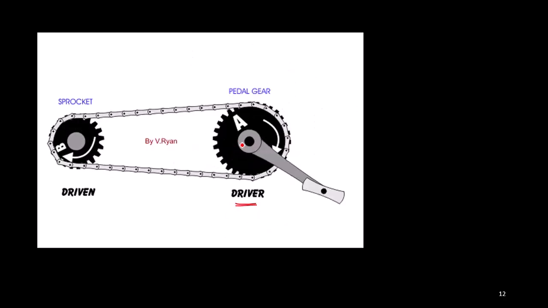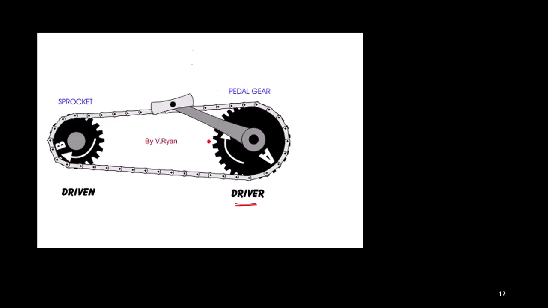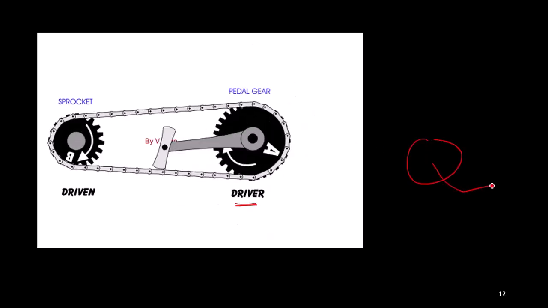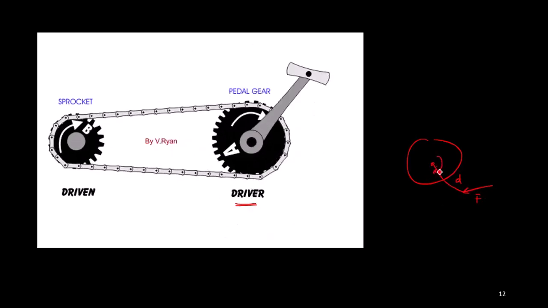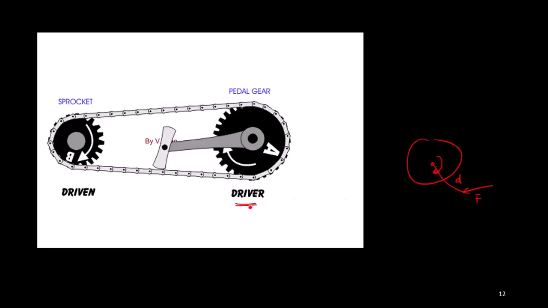Why? Because this is the pedal. On the pedal, I am applying the force. So this is the wheel, and on the wheel, the pedal is there. Because of this force, because of the perpendicular distance, the body is rotating in the direction. So the driven wheel will be rotated by the driver.